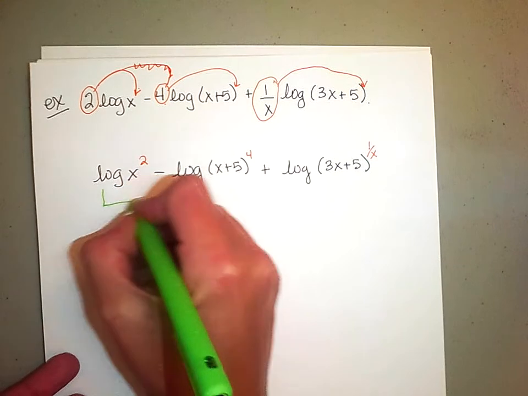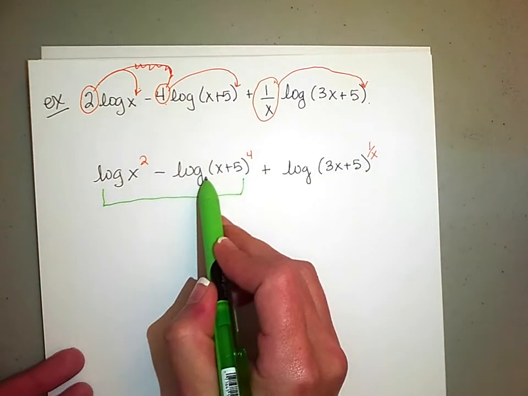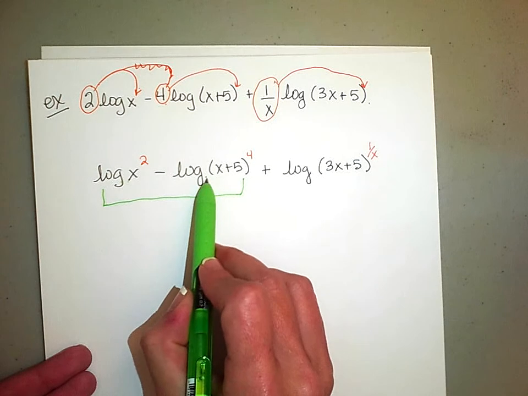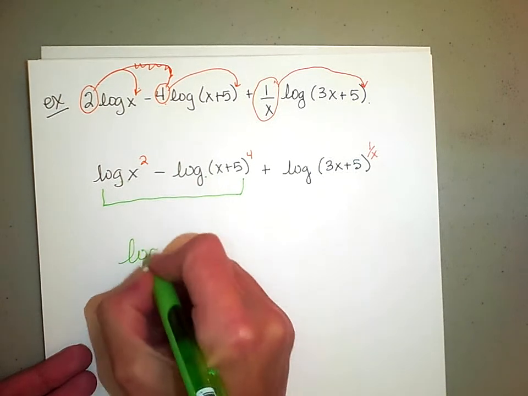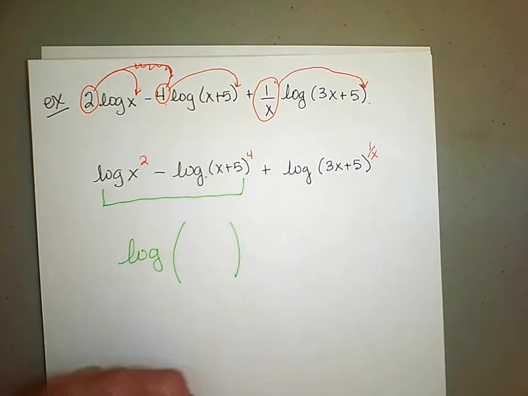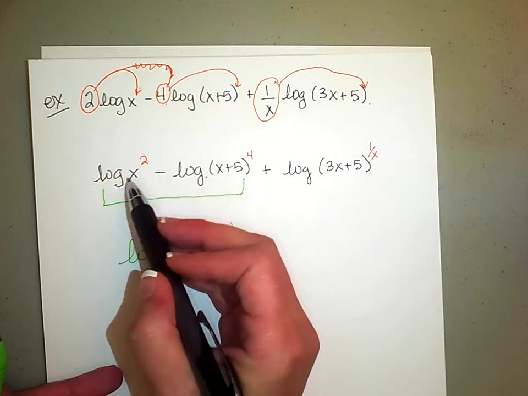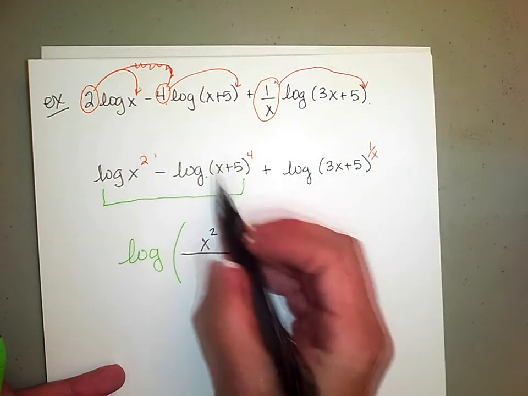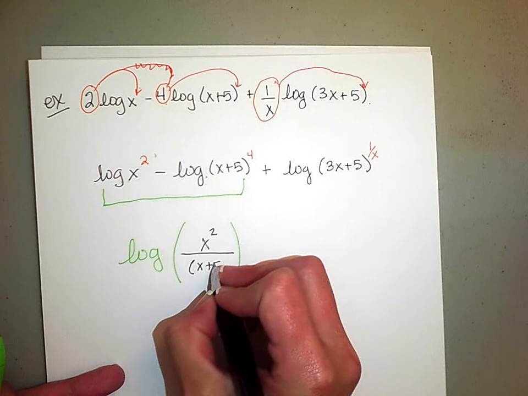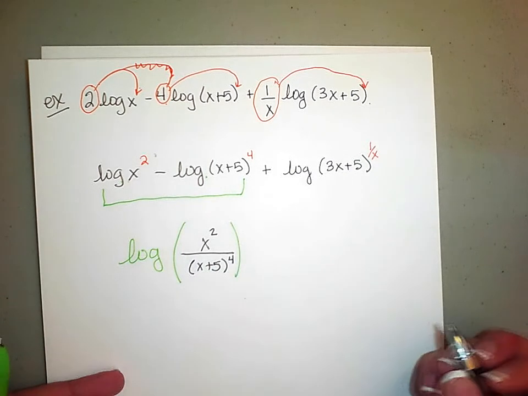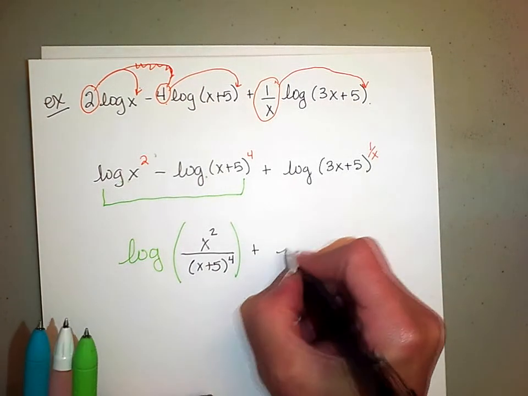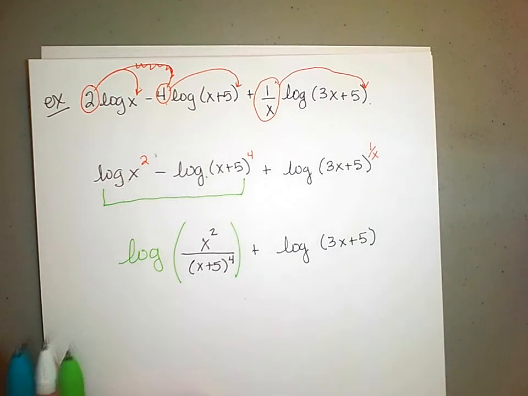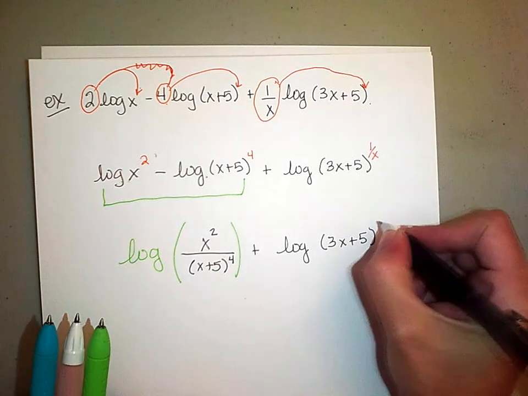So here I have a subtraction. Okay. We have the logs in the same base. Remember, we don't see a base here, so we understand that to be base 10. So I can combine these as a single log, okay, where this argument, x squared, becomes the numerator, and this argument, x plus 5 to the 4th, becomes the denominator, plus the log of 3x plus 5 to the 1 over x power.